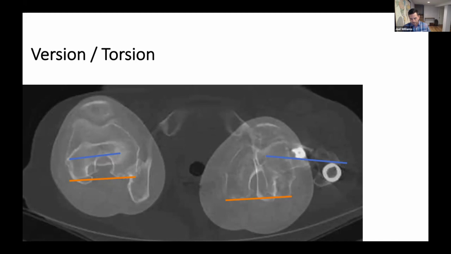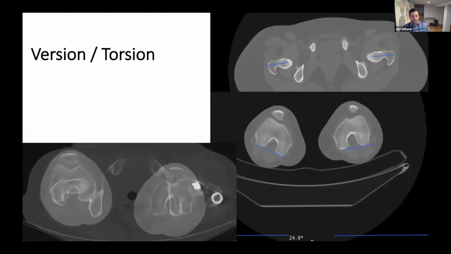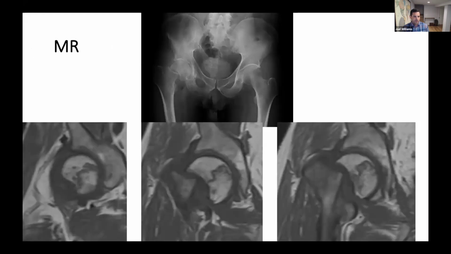So oftentimes, or actually all the time, I may glance at what the radiologist has provided, but I'll do my own measurements. And oftentimes that requires a couple of different slices of the proximal femur so that you're sure you understand the patient's torsion on their affected side and what their native torsion is on the other side.